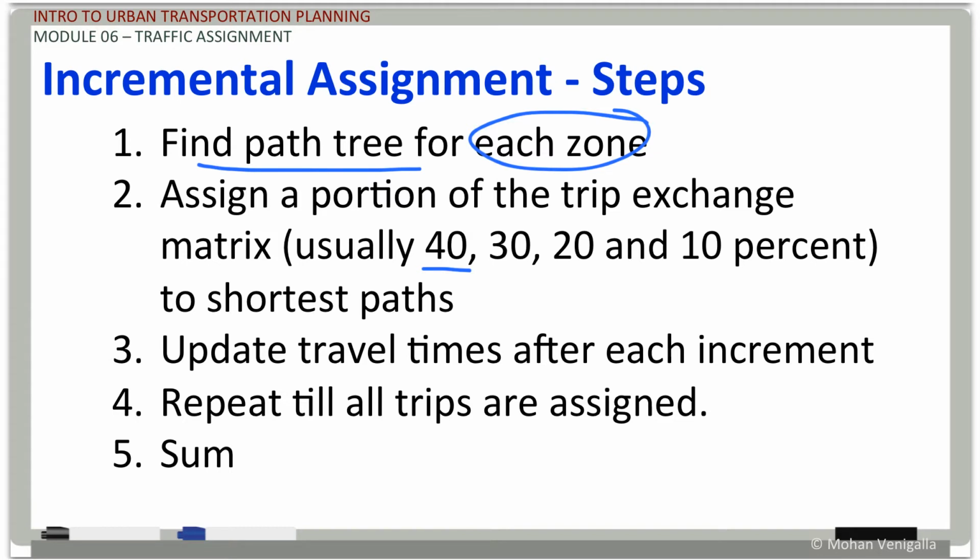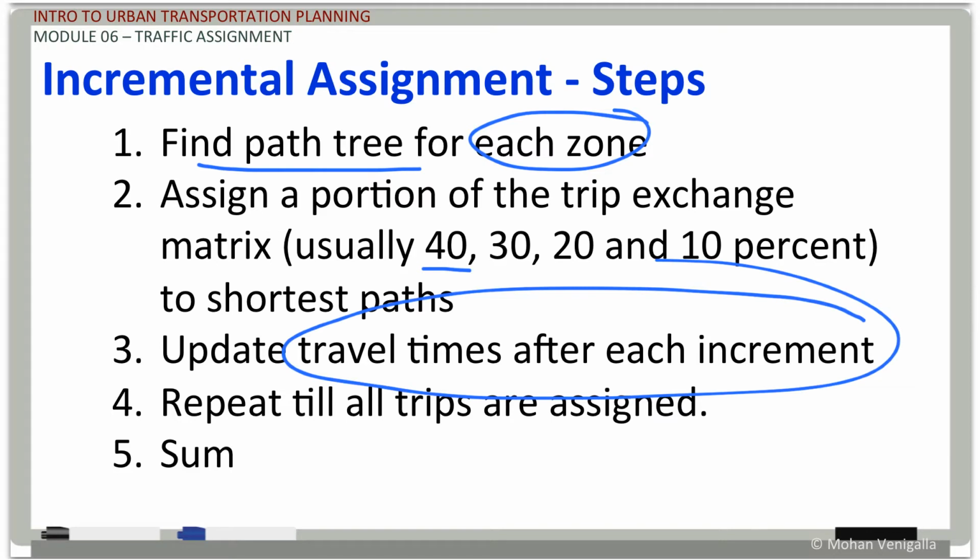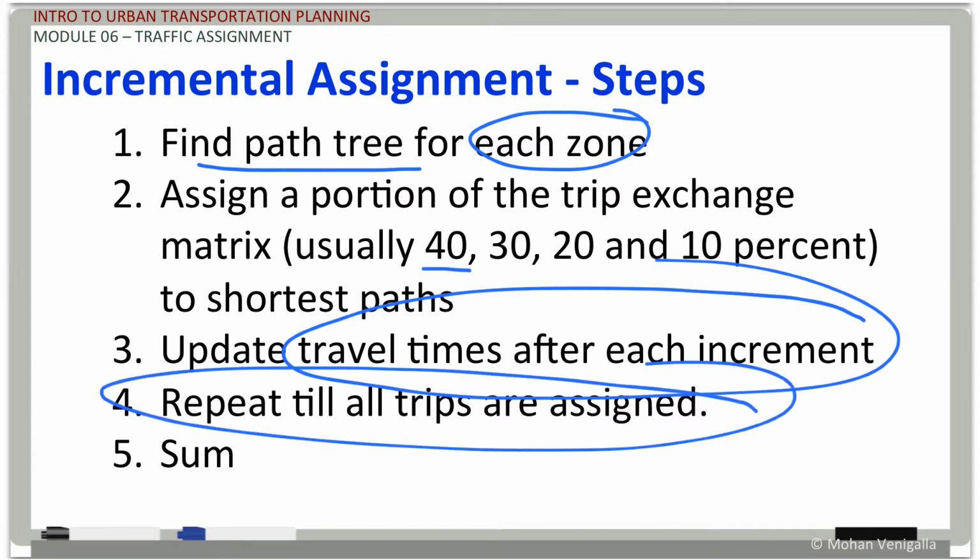Let's say you are assigning trips from A to B. Take 40% of the trips that go from A to B, assign them on the network, and then go to the next zone, process it, next zone, process it, etc. Each time you finish processing all the zones, update the travel times of each link in the network. There may be 100 links or 10,000 links. You have to update the travel time of all the links, and repeat this until all trips are assigned.